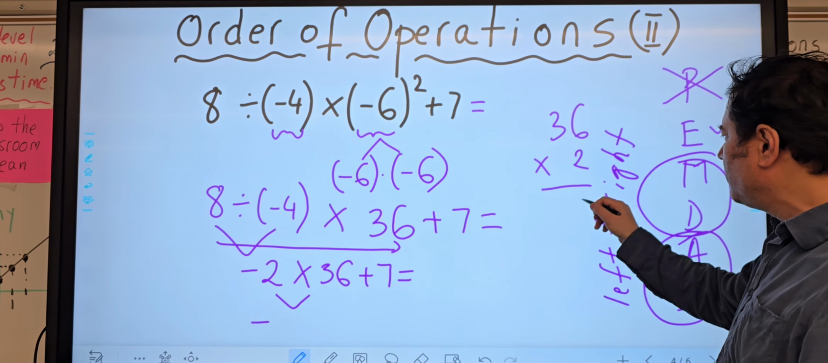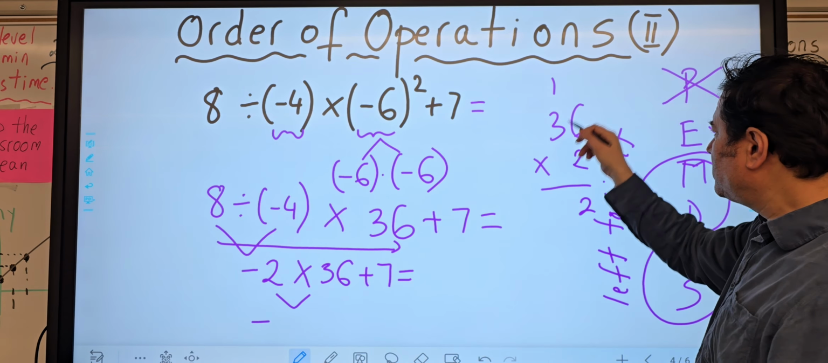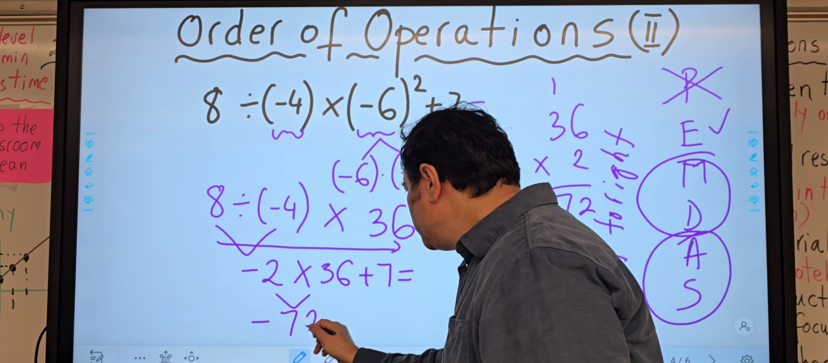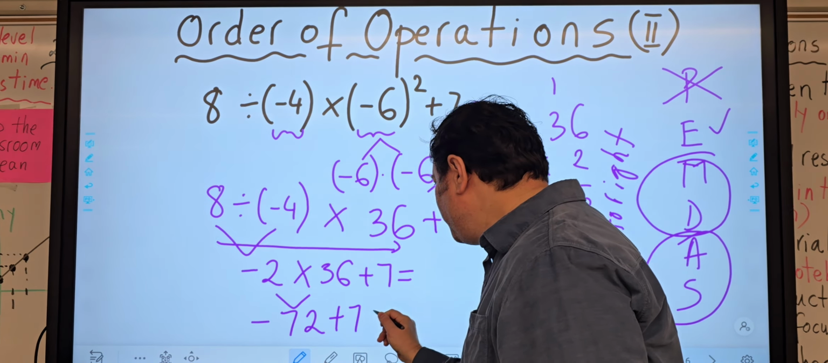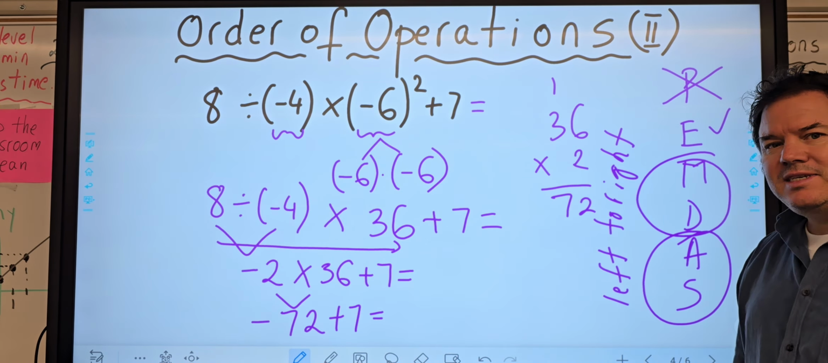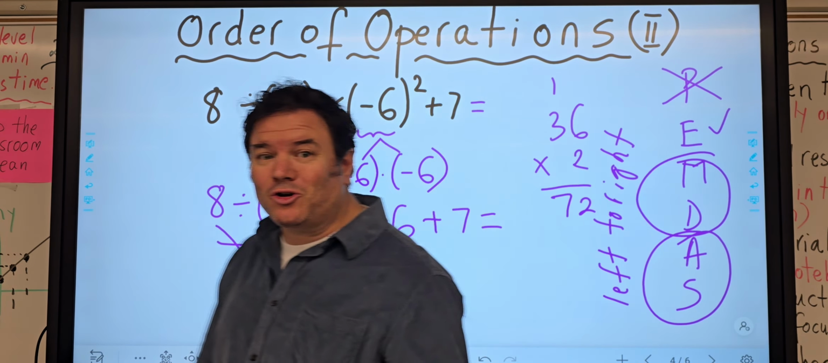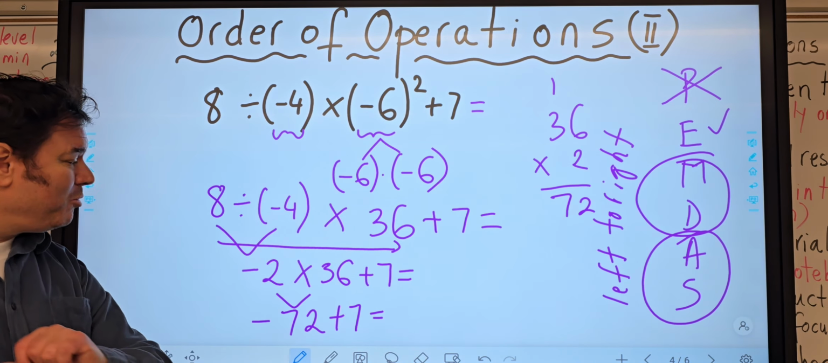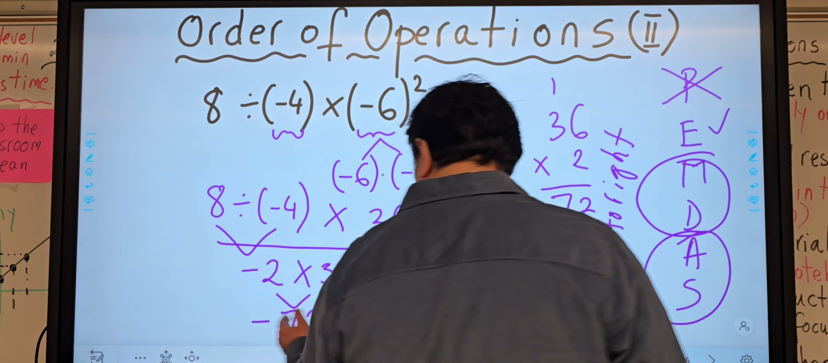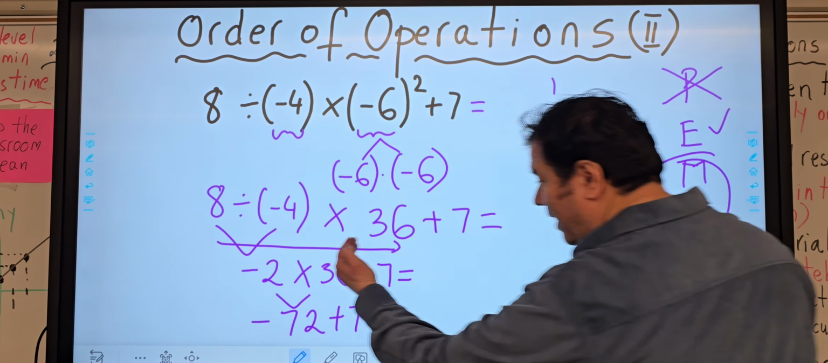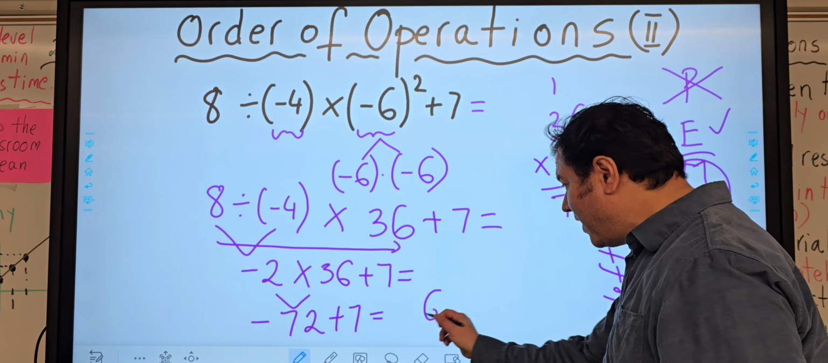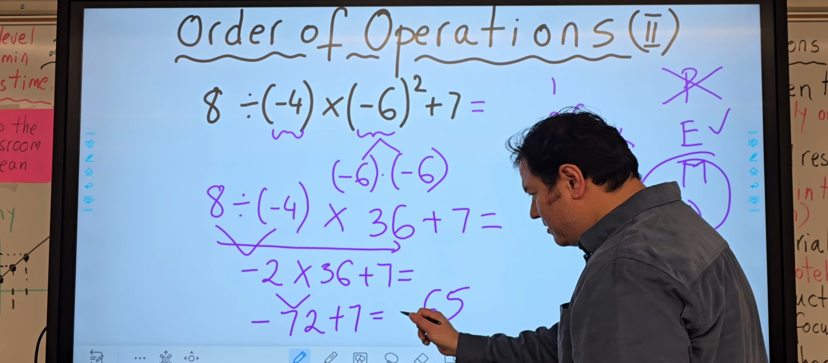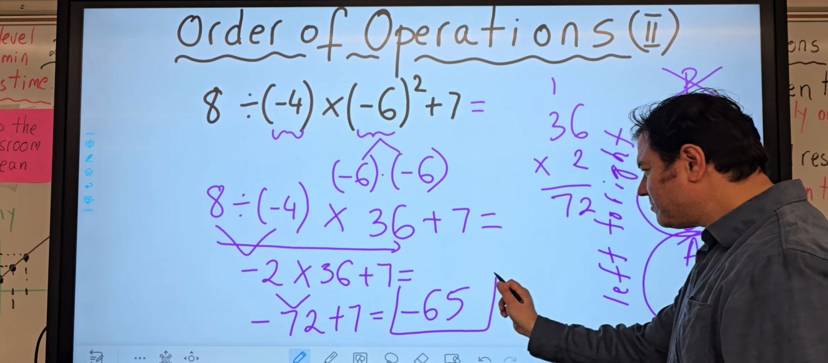2 times 6, 12, 2, 1. 2 times 3, 6 plus 1, 7. So we have negative 72 plus 7. And let's see what we get. If you remember my song, opposite sign subtract, take the sign of the larger number, and then it will be exact, right? Opposite sign subtract, so we subtract 72 minus 7, and that becomes 65. And then we take the sign of the larger number, and then it will be exact.